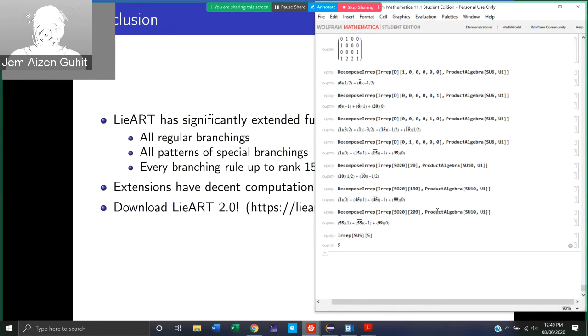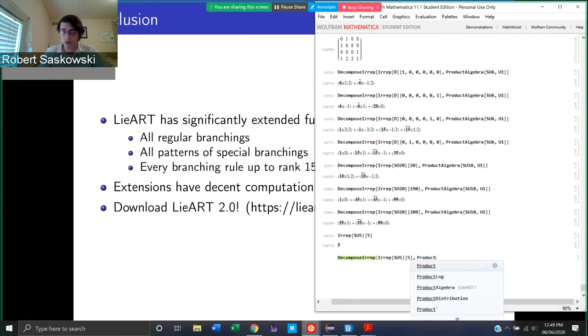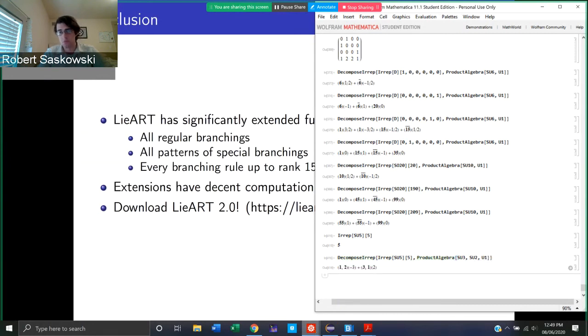Okay, if you want to pose EREP of 5 to, I don't know, product of, comma, U1. I don't know, I guess I already showed that example.